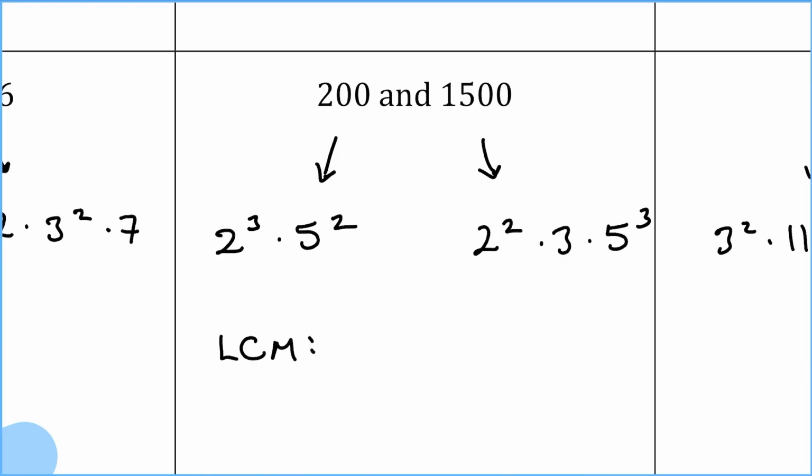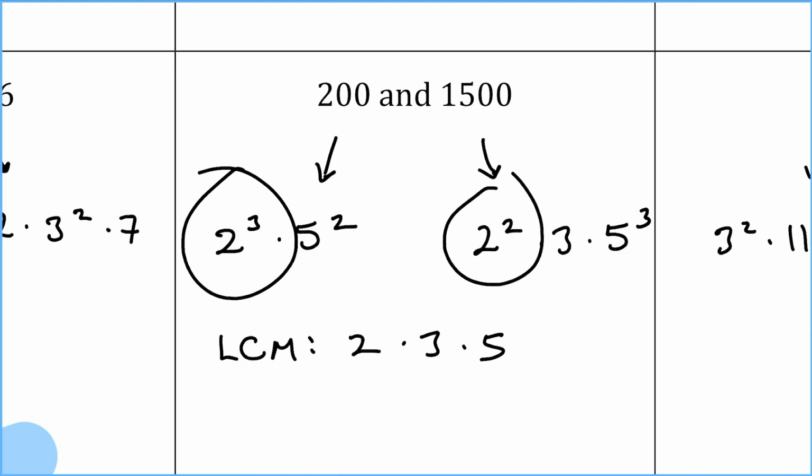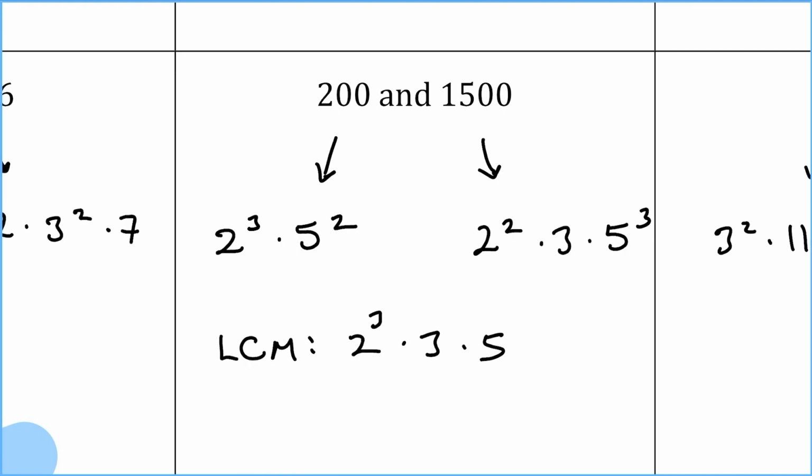In this example, I see a 2, a 3, and a 5. Again, it doesn't matter that they don't have the 3 in common. It just has to appear at least once. Now grab the highest exponent on each of these. For the 2's, the highest exponent is a 3. For the 3, the highest exponent is a 1. For the 5's, the highest exponent is also a 3. So we have 2 to the 3rd power times 3 times 5 to the 3rd power. And this gives us 3,000. So the LCM here, the least common multiple, is 3,000.